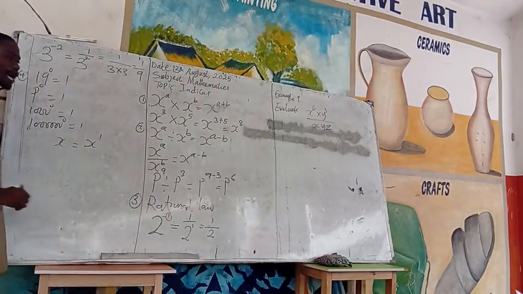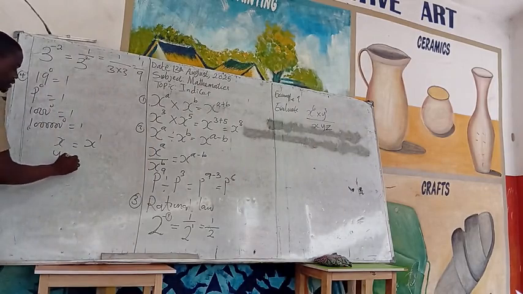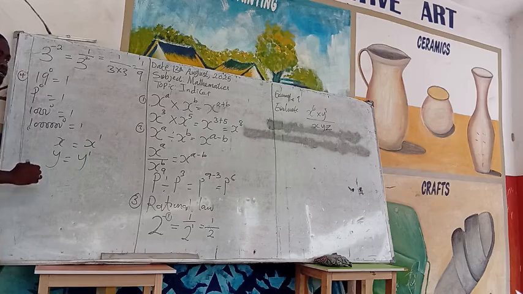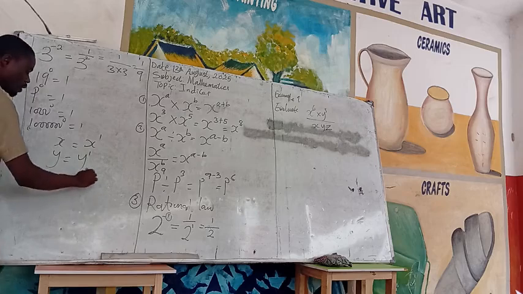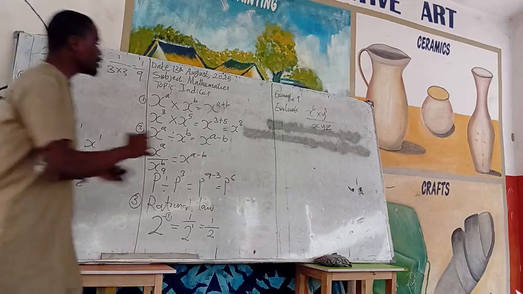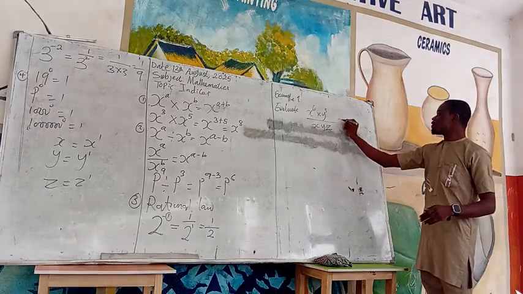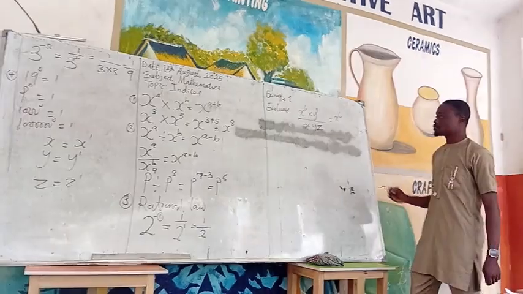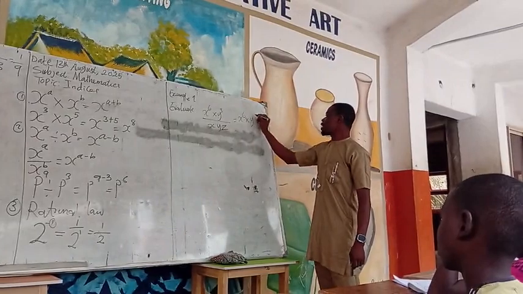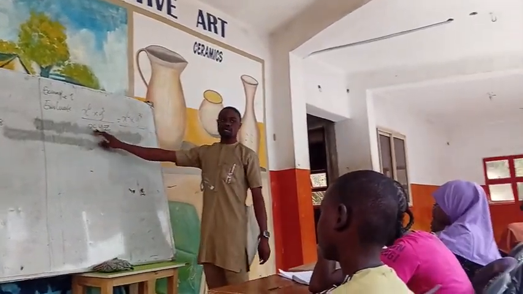Remember that when you have x, it's the same thing as x raised to power 1. When you have y, it's the same thing as y raised to power 1. And when you have z, it's the same thing as z raised to power 1. So we make sure that all of these have their powers. So we have x raised to power 6 times y raised to power 3 all over, this one is what?